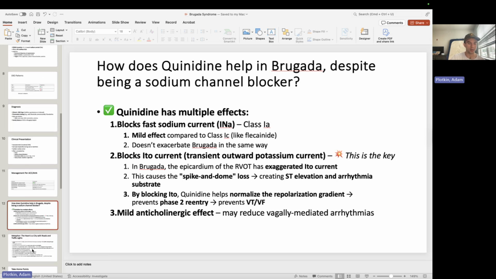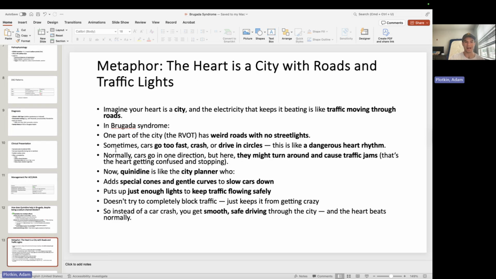I'm going to explain this more in layman's terms, because I know that was definitely confusing. It took me a little bit to wrap my head around it, so I came up with this metaphor. The heart is a city with roads and traffic lights. Imagine your heart is a city and the electricity that keeps it beating is like traffic moving through roads.